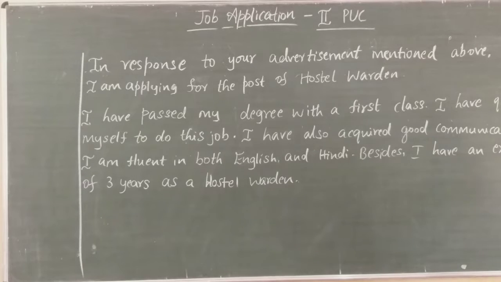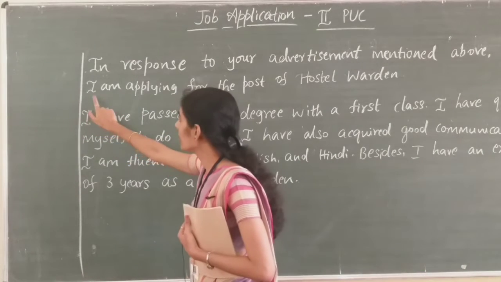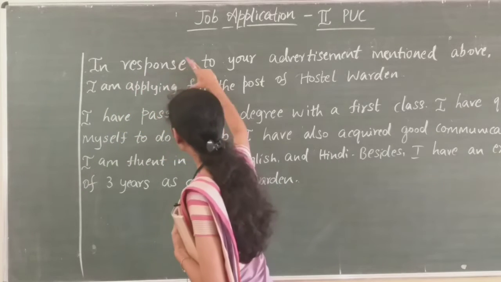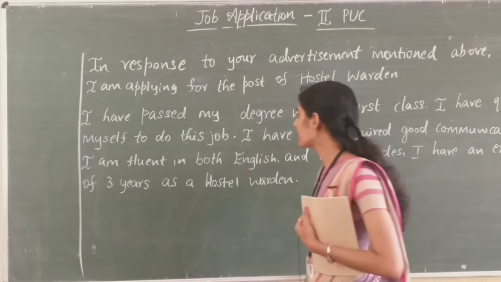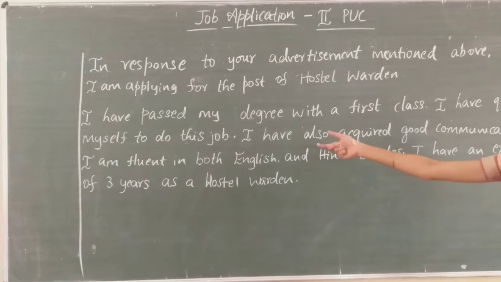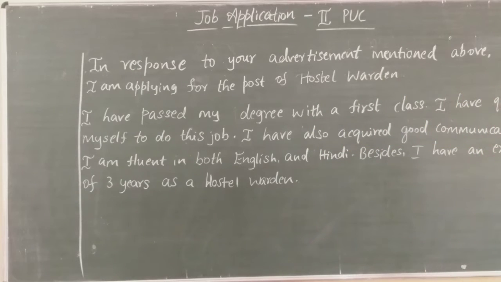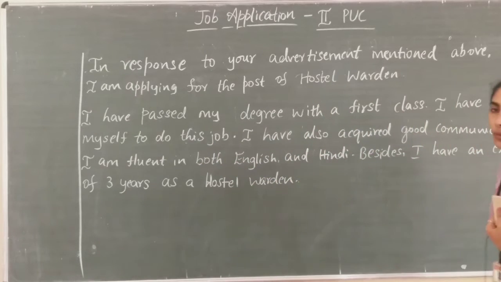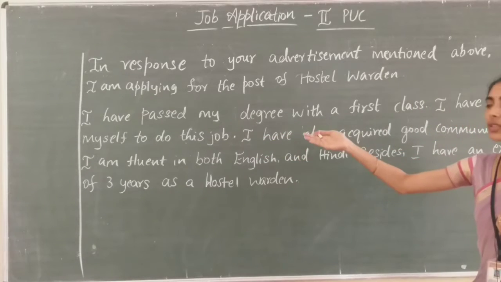Now look at the next paragraph. Where have I begun the next paragraph? Just below the first paragraph. But I have given space here. You can leave a line after the first two sentences. I have passed my degree. Since they have asked for a degree, here you can write degree. So I have passed my degree with first class. I have qualified myself to do this job. You can write in this way. I have qualified myself to do this job, which means I am able to do this job.